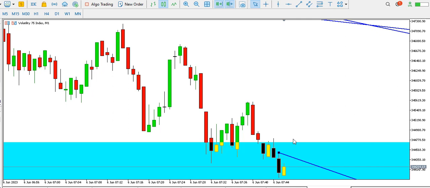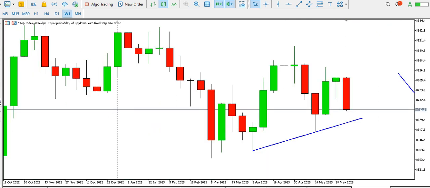So, do you look for selling opportunities? Let's quickly take a look at Step Index. What do we have on the weekly time frame? You can see Step Index is also giving us something like an evening star pattern, and price is currently dropping. Just like price is dropping for Volatility 75 index, price of Step Index is also dropping.